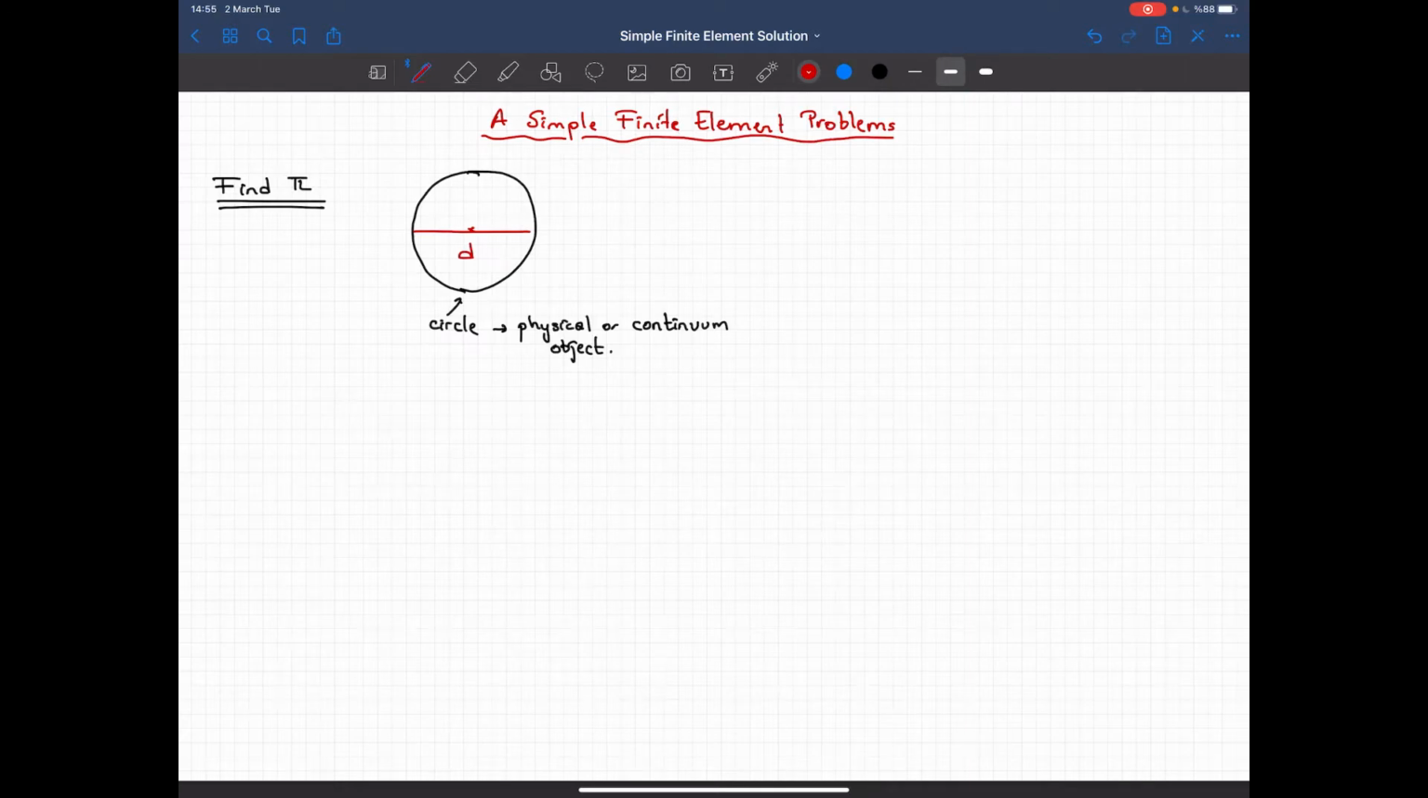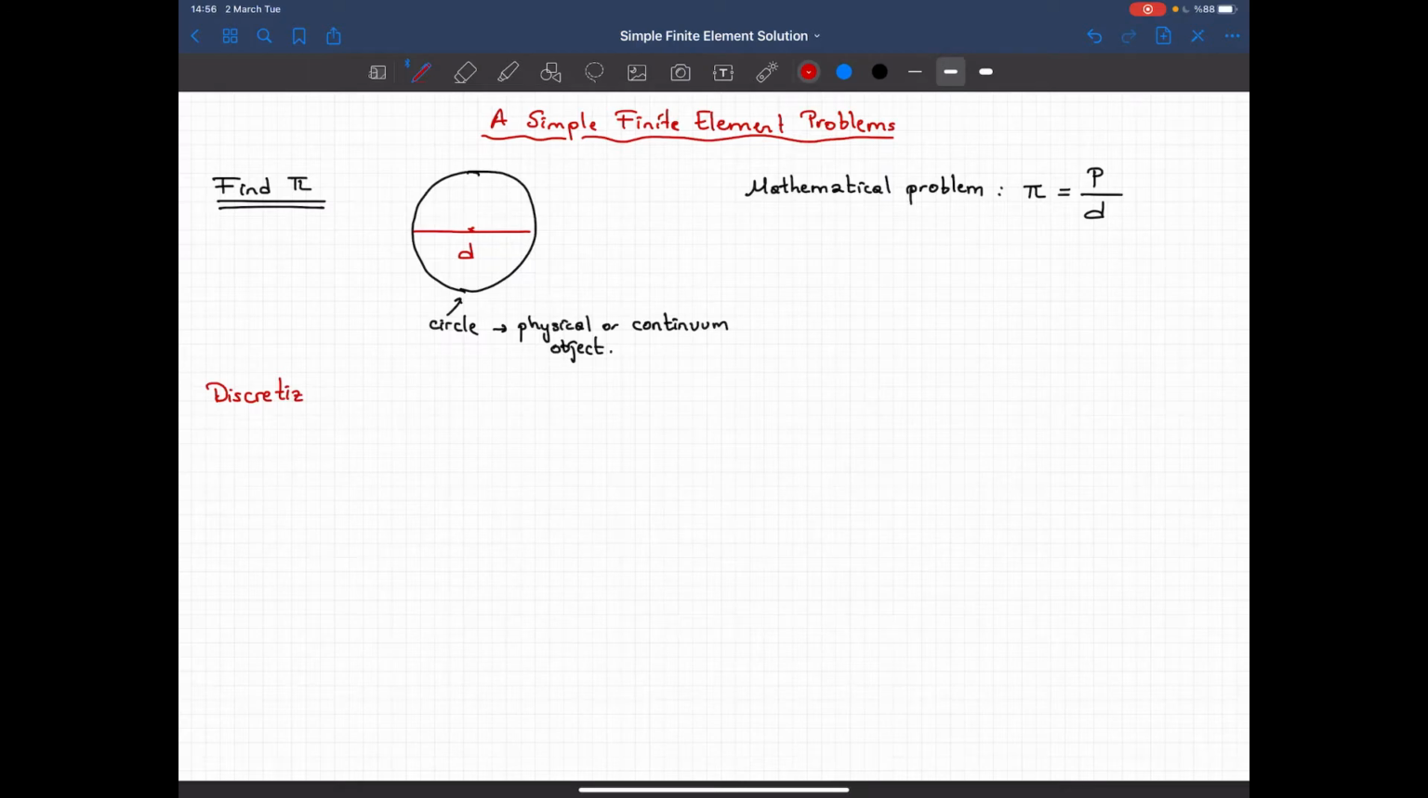And the way we can calculate the perimeter is as follows. So our mathematical problem is actually this. Pi is equal to perimeter divided by the diameter. So I have to find a way to calculate this equation. Okay, so in order to do that, I will do discretization.